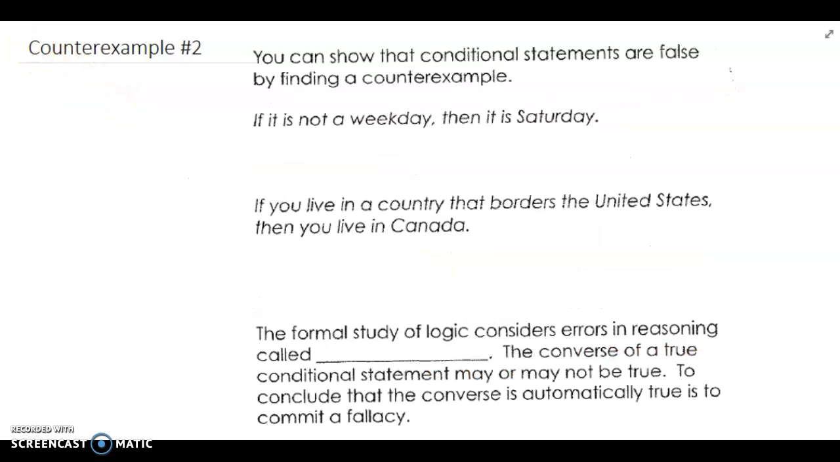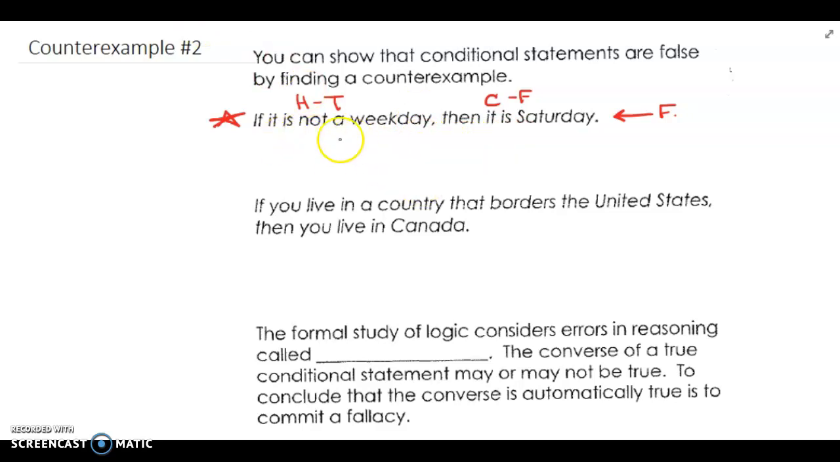All right, so let's look at this example. If it is not a weekday, then it is Saturday. We want to show that this statement can be false. And the way we do that is we have to show one example of when the hypothesis is true and the conclusion is false to show that this entire statement is false.